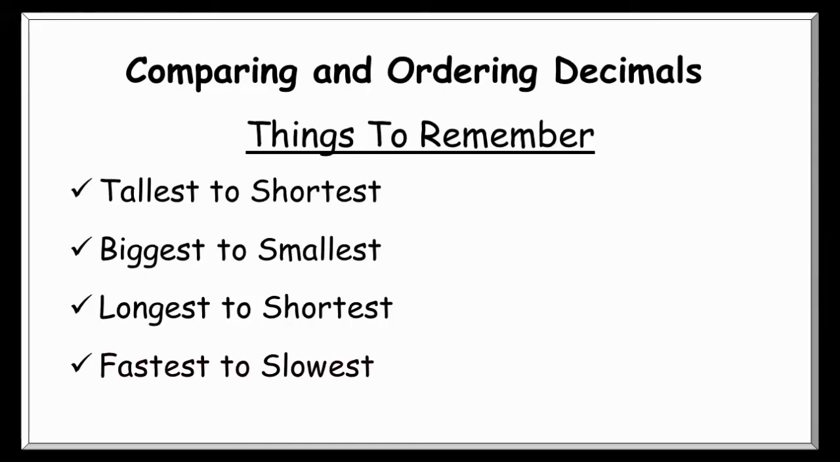Now the one I want you to pay attention to the most is fastest to slowest. Now remember, if you're doing something faster, you're trying to do it in a shorter amount of time versus a longer amount of time. So fastest to slowest, in reality, they're really saying least to greatest. So always keep that in mind when you're dealing with fastest to slowest. You're really doing least to greatest versus greatest to least.